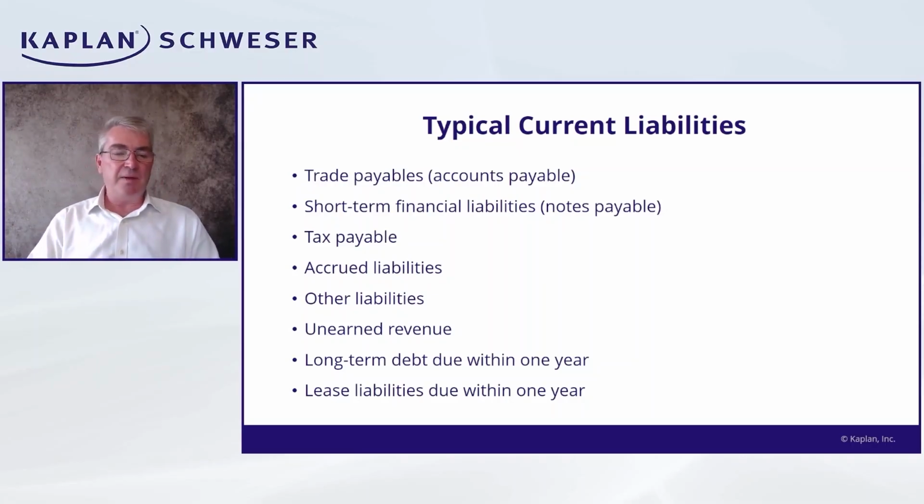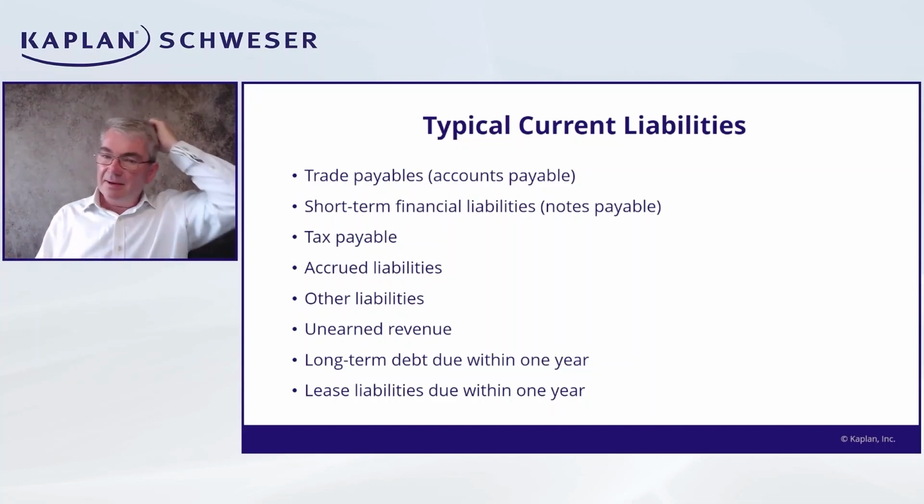Unearned revenue is one that the CFA seem to really like, and that is when you've received cash from a customer but have not yet met the criteria to record a sale in the income statement. Okay, so obviously cash is going to go up in the balance sheet, but we can't record a sale in the income statement. So what do we do to keep our double entry bookkeeping working? Well, we record a liability.